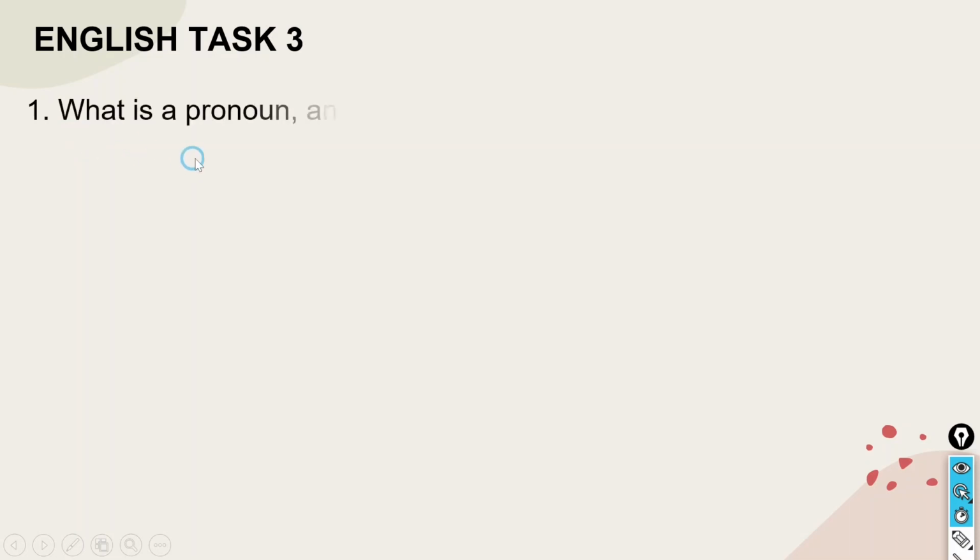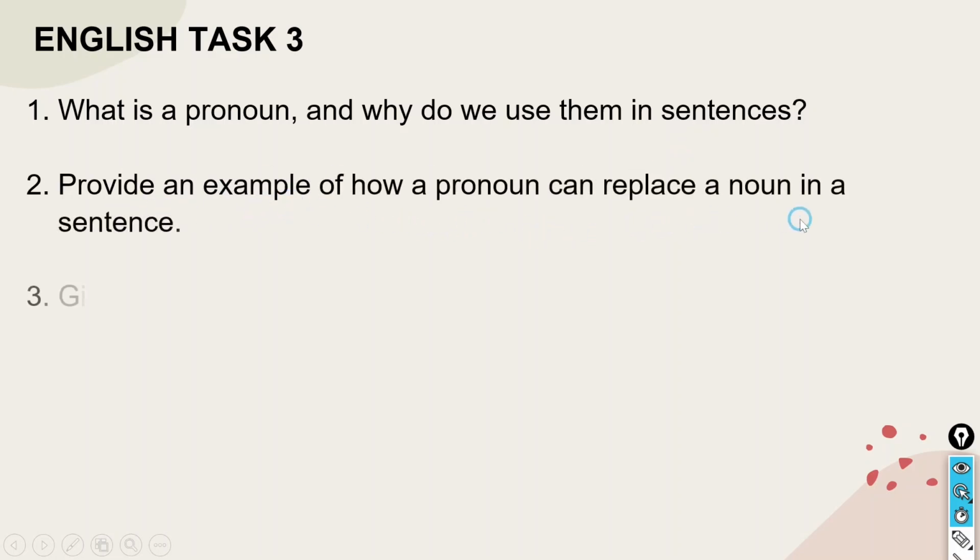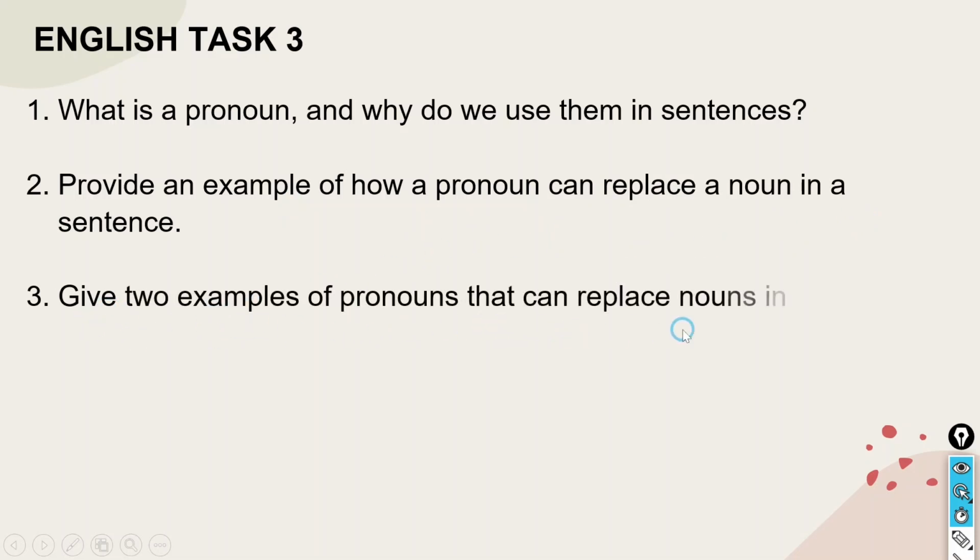Number one, what is a proper noun and why do we use them in sentences? Number two, provide an example of how a pronoun can replace a noun in a sentence. Three, give two examples of pronouns that can replace nouns.